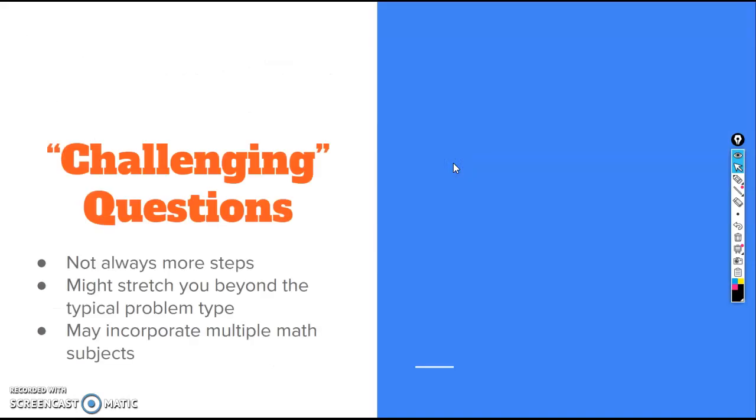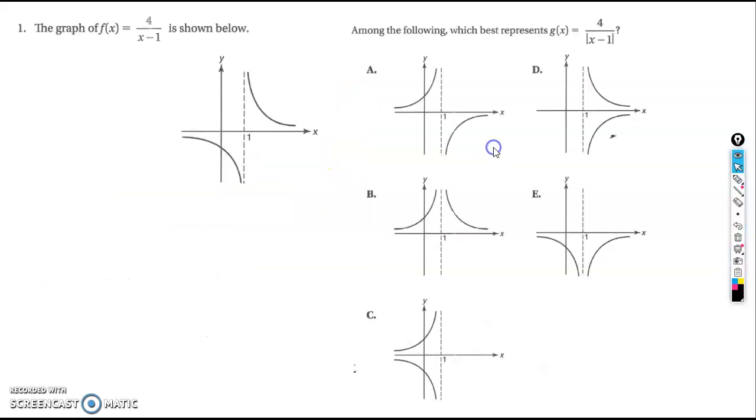The next one is going to be challenging questions. It doesn't mean that it's always more steps. It might be pushing you out of your bubble. So it might be questions that you're used to seeing in math. We might ask it in a different way. We might ask you to do something different with the information. That's going to be a challenging question.